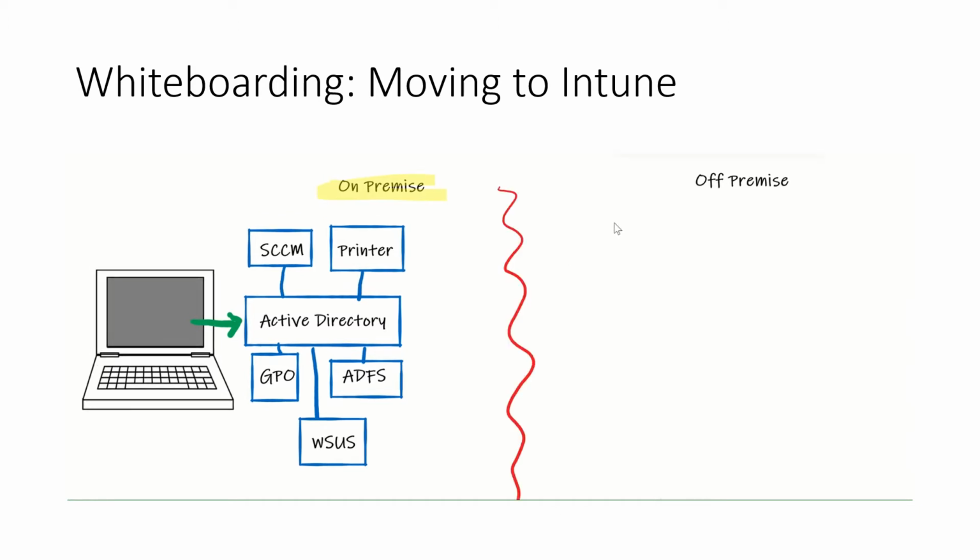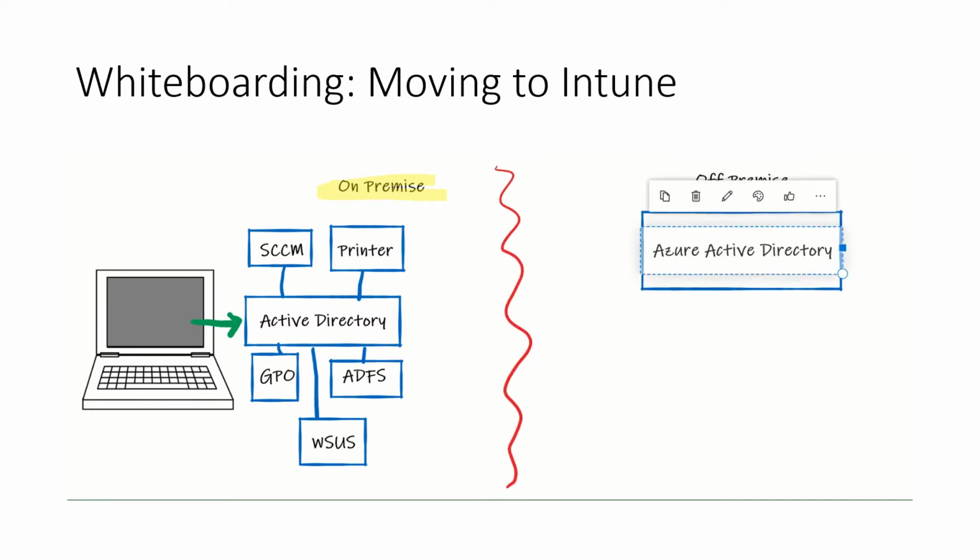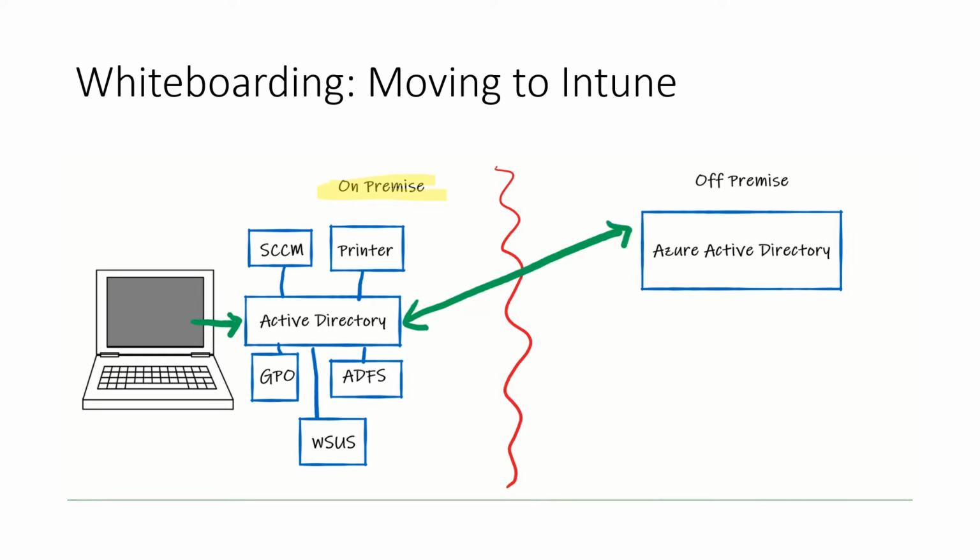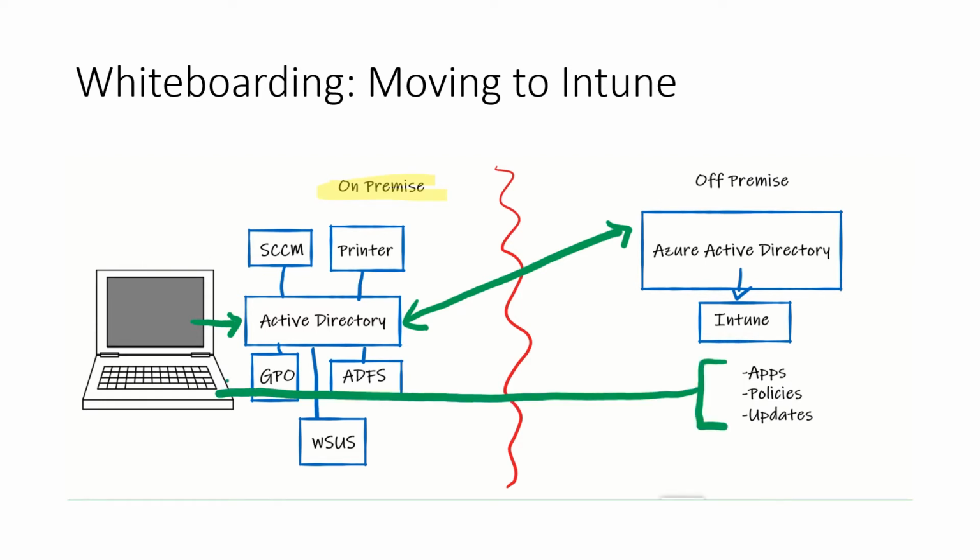We know that as times have changed, our devices have gone from an on-prem world to an off-prem world. Students and staff are taking their devices home. So here we have this great dividing line, and we need to cross that bridge of bringing our Active Directory to Azure Active Directory. And the tool we use to sync the two of those is called AD Connect. Once AD Connect is in place, Intune can kick in, and apps, policies, and updates can be delivered to the device.